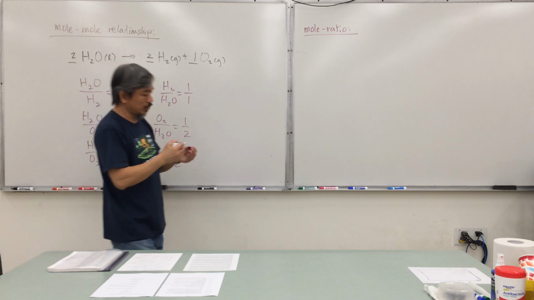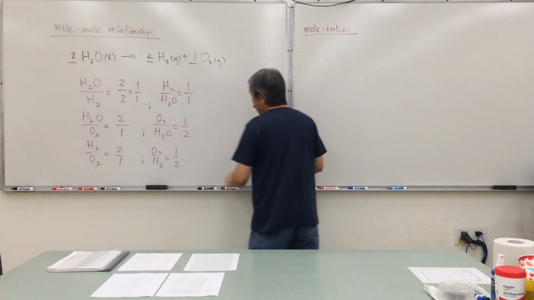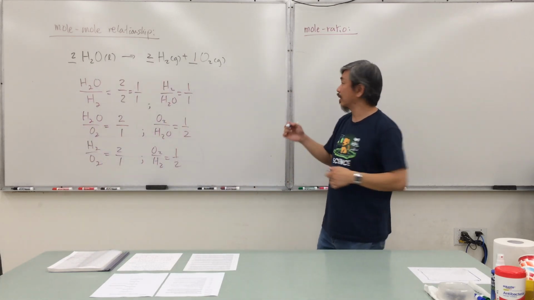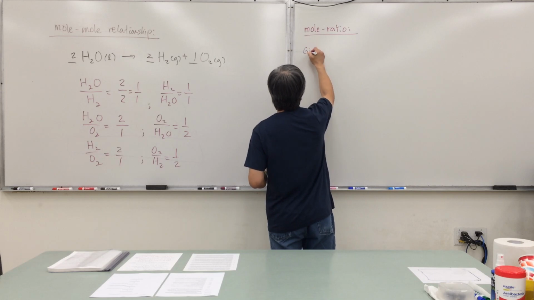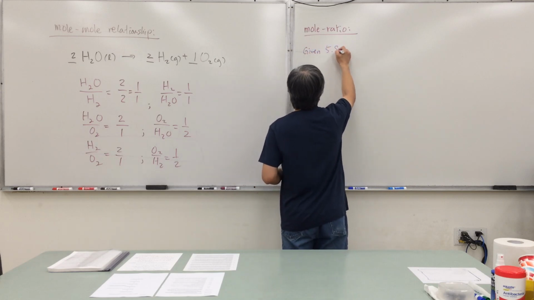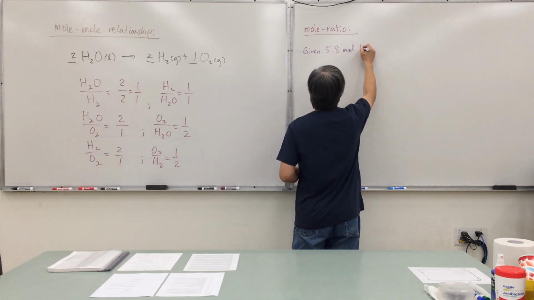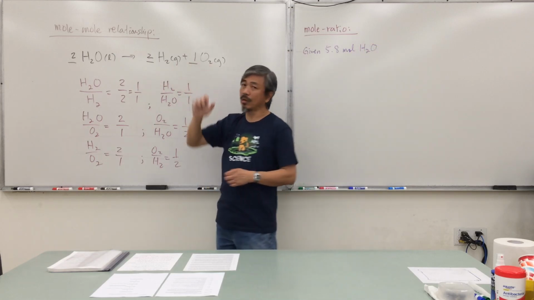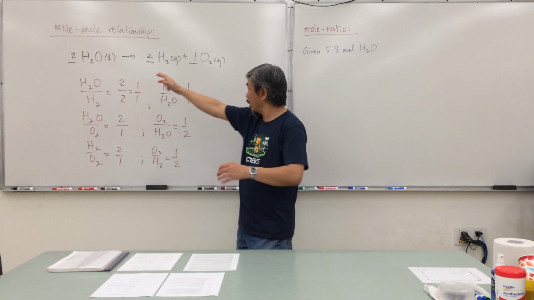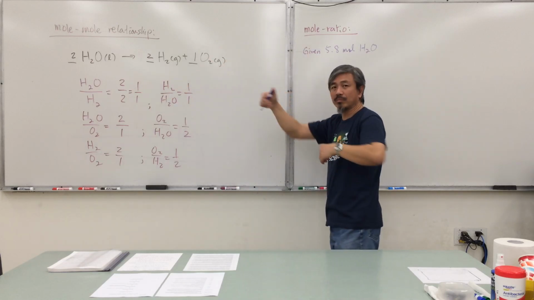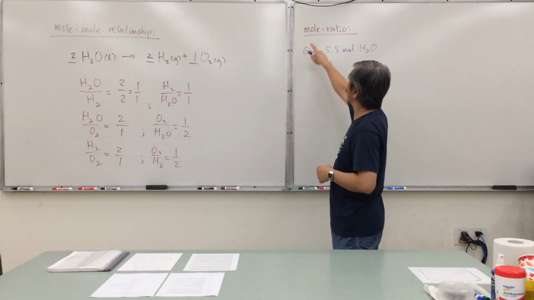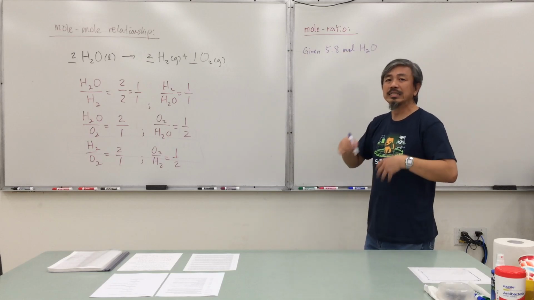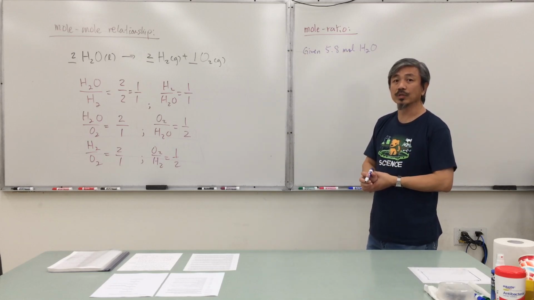So what do I do with all this now? Well, let's take a look. Remember our previous problem? I said that, well, what if I start off with, given 5.8 moles of H2O, and I want to find the number of moles of H2 and O2 that I would produce. Well, instead of multiplying everything by the same number, I can now do a mole ratio calculation, just like doing a unit conversion calculation.